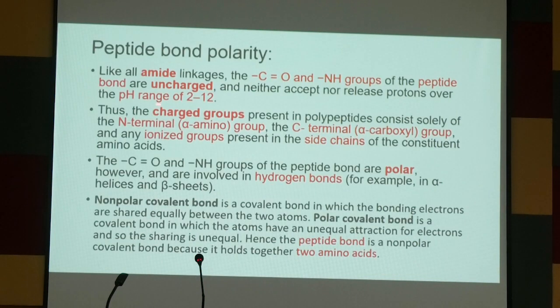These peptide bonds are also uncharged and polar in nature. And what are the charged groups that can be present? That is the N-terminal amino group or carboxyl group.